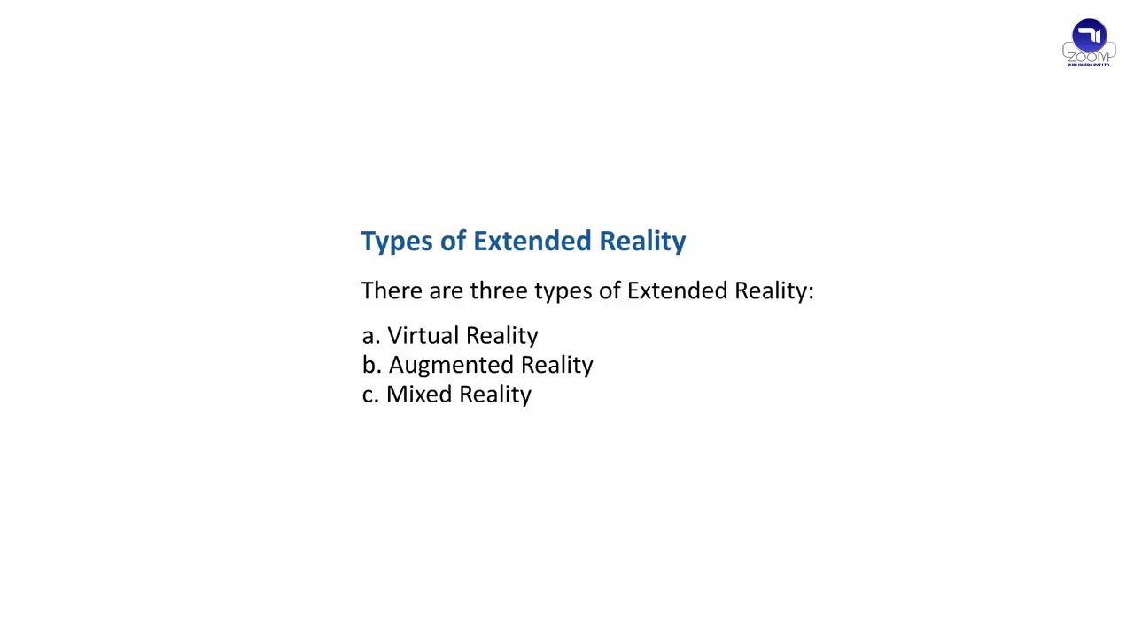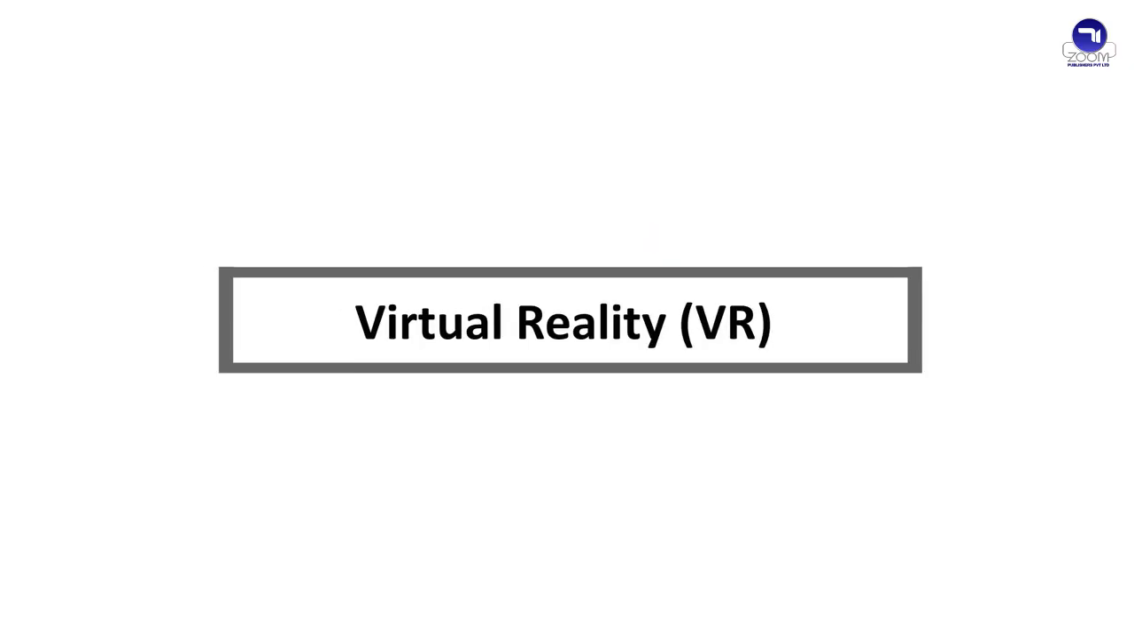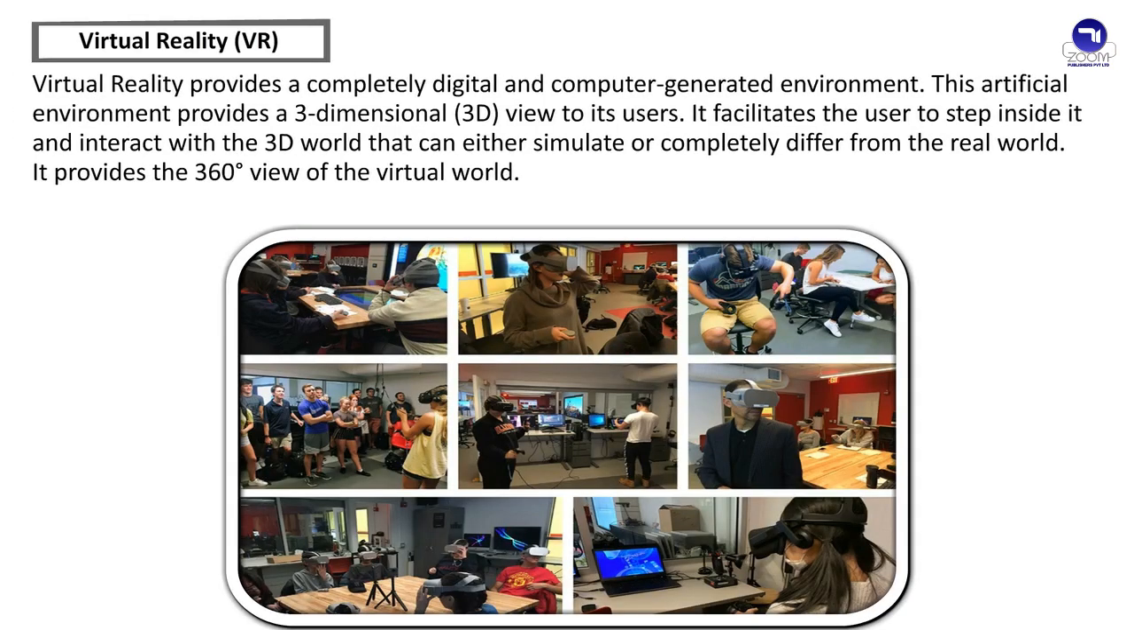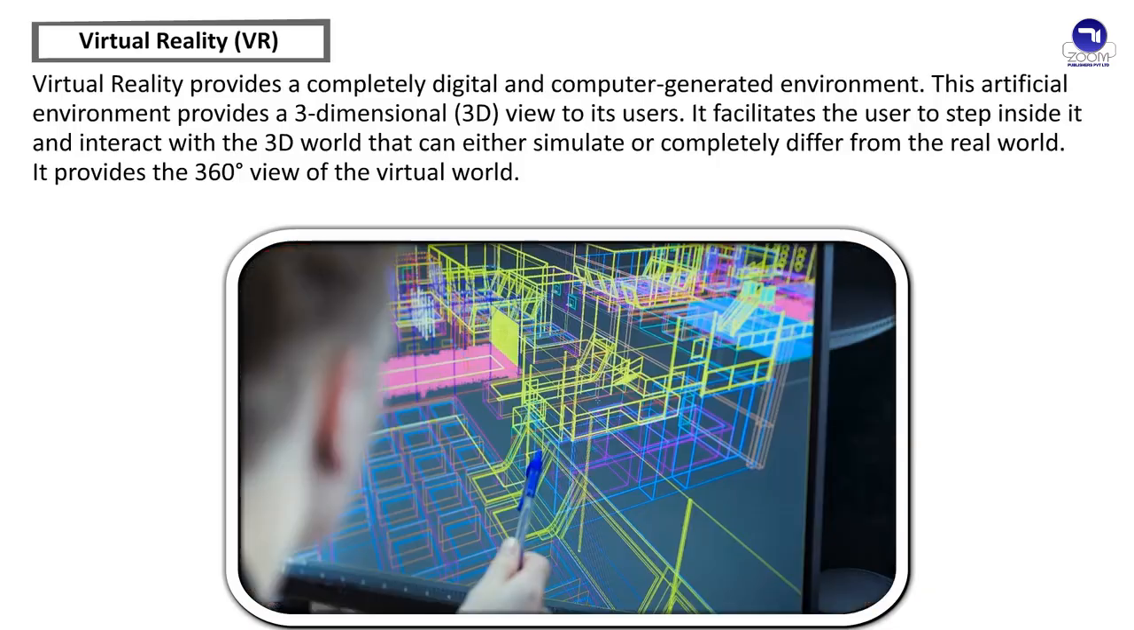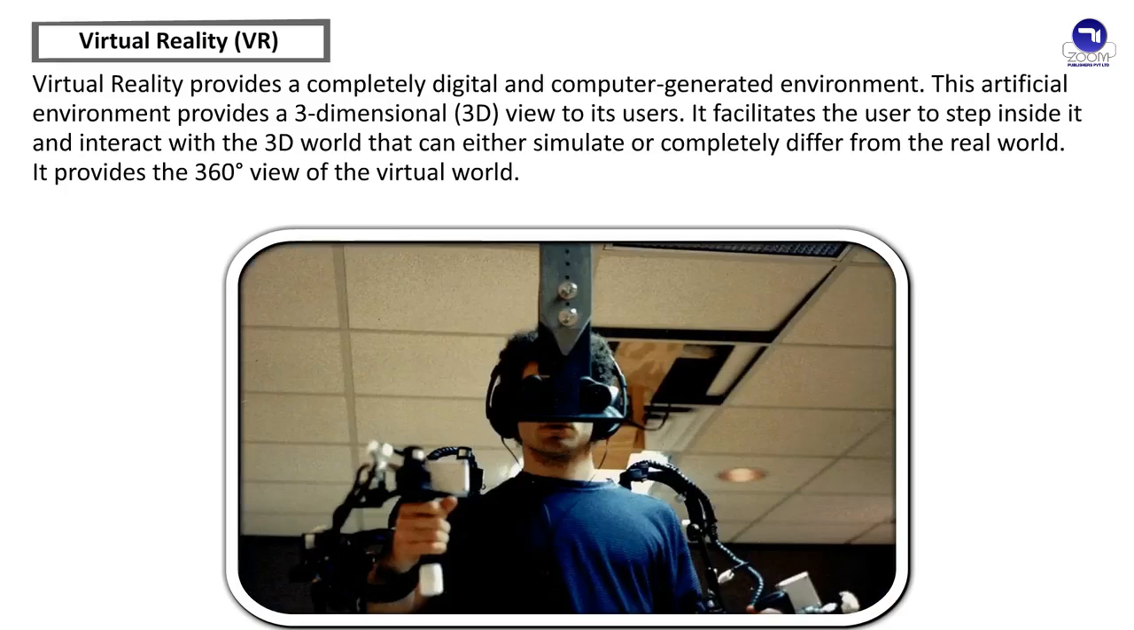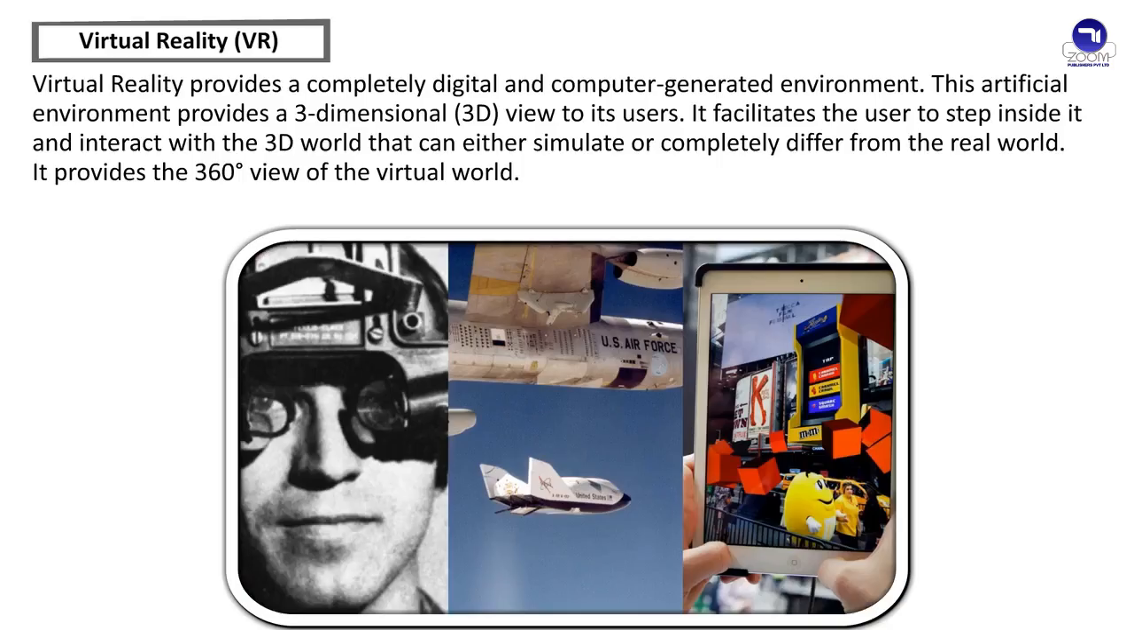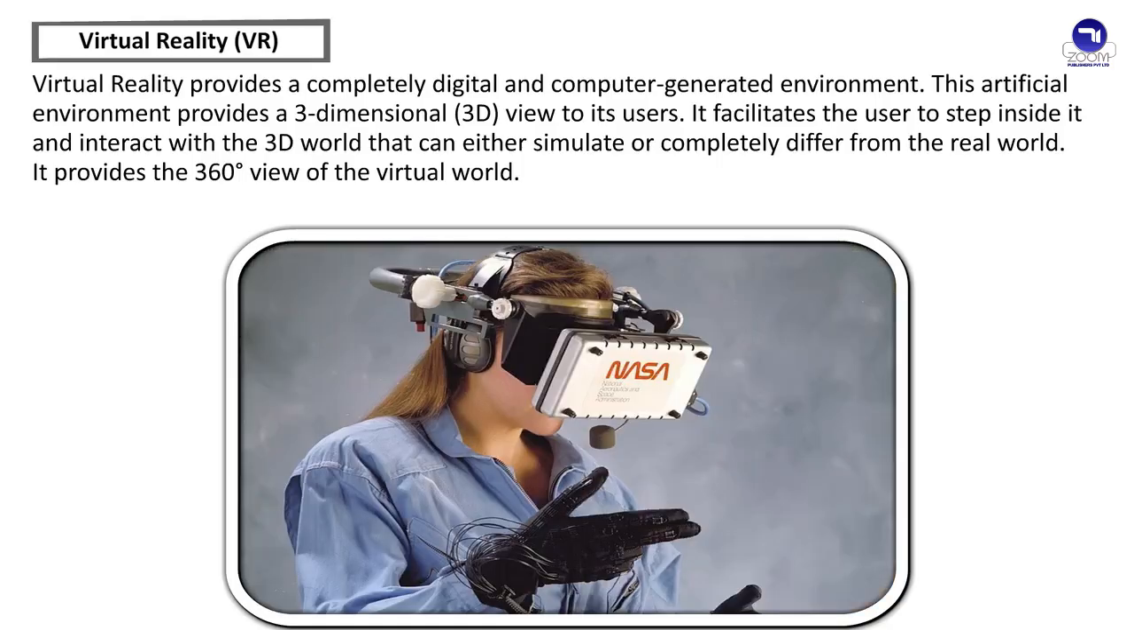Types of extended reality. There are three types of extended reality: virtual reality, augmented reality, and mixed reality. Virtual reality, VR. Virtual reality provides a completely digital and computer-generated environment. This artificial environment provides a three-dimensional, 3D view to its users. It lets the user step inside it and interact with the 3D world, which can either simulate or completely differ from the real world. It provides a 360-degree view of the virtual world.